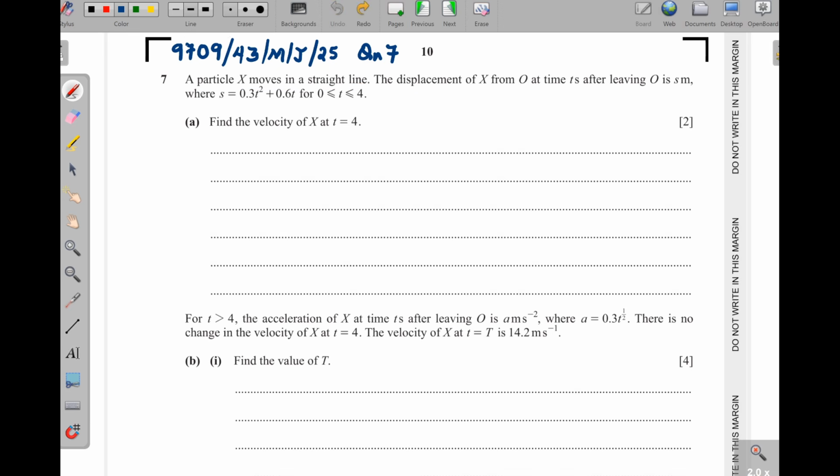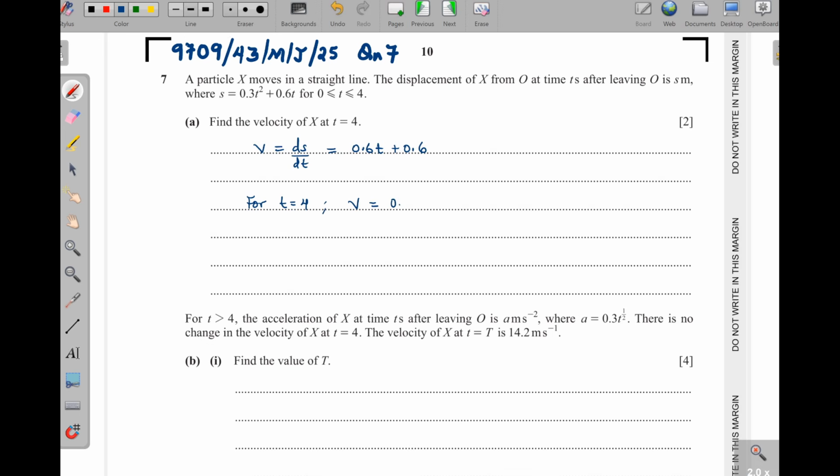Now, we know that velocity is the rate of change of displacement. So v is equal to ds/dt. Now, when we differentiate here, remember you drop the power and then you reduce it by 1. So this will be 0.6 of t, then plus 0.6. And then for t equal to 4, what will be our v?